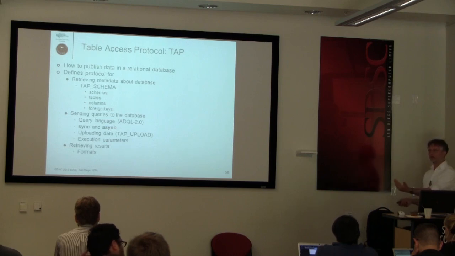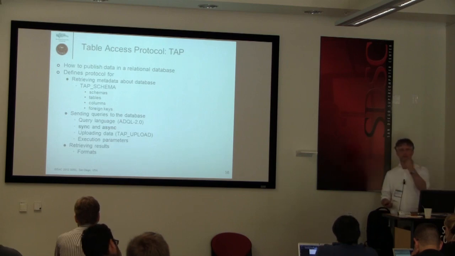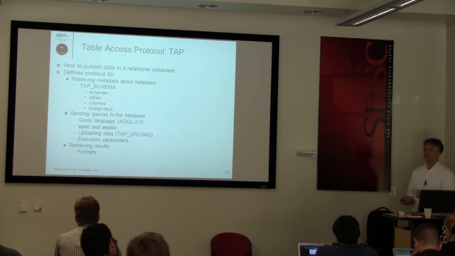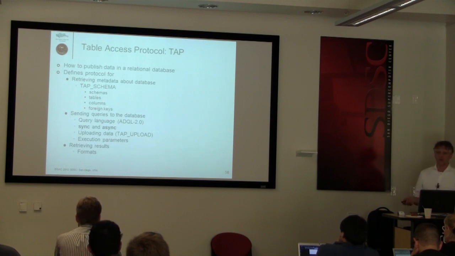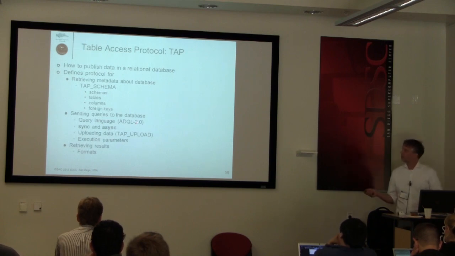If you say, I am a TAP service, then people can send me a request that says, okay, give me your TAP schema, as it's called. Give me all the tables that you have in your database. Give me all the columns that you have. It's just a standard way, and I send back an XML document that tells you that. And then there's also a standard way of sending queries to my database.